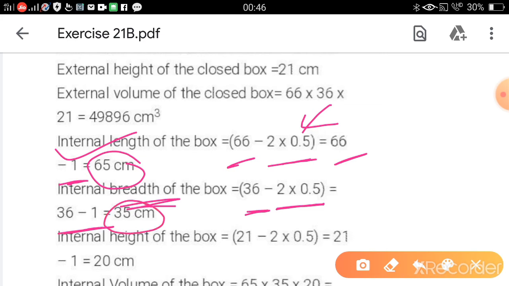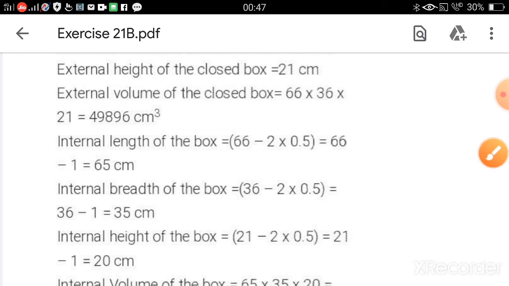Internal height is 21 minus 2 into 0.5. So that means 21 minus 1, which will be 20 centimeter. So you got the internal dimensions. This is L, this is B, and this is H. Got it now?